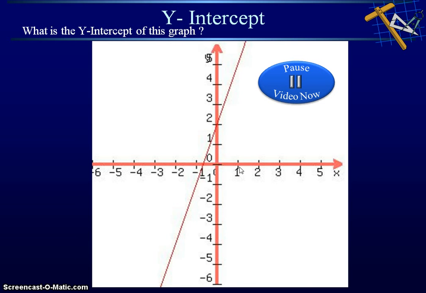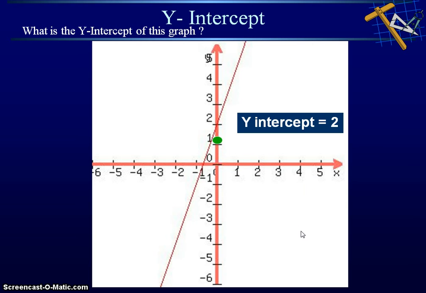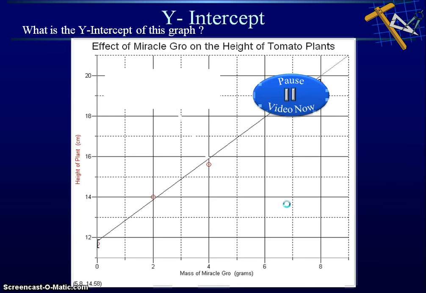For example, take a look at this one. Go ahead and pause the video, write down the y-intercept, and play when you're ready. Okay, there's my y-intercept there. Actually, that green spot's in the wrong one. It should be up higher. My y-intercept's right up here, which is a value of 2. So if you said 2, you're correct on that one.